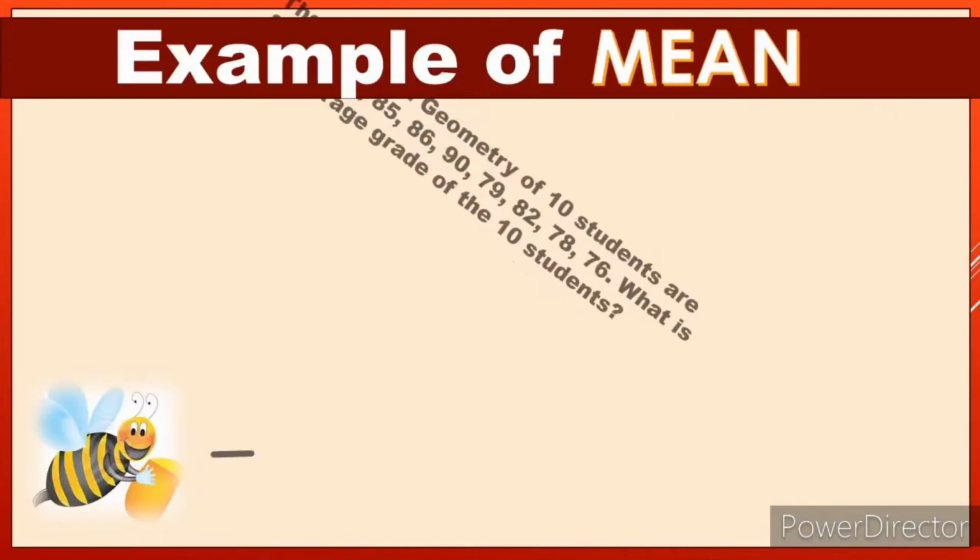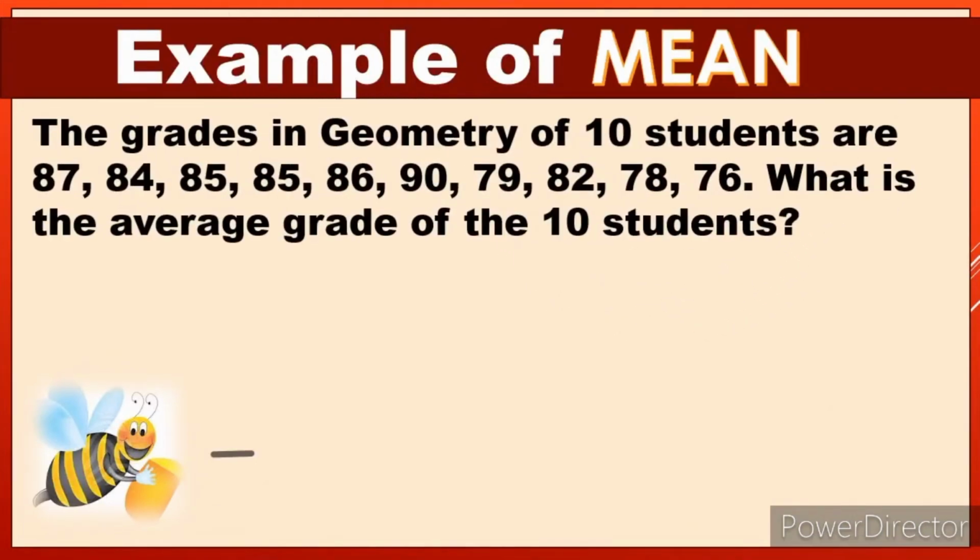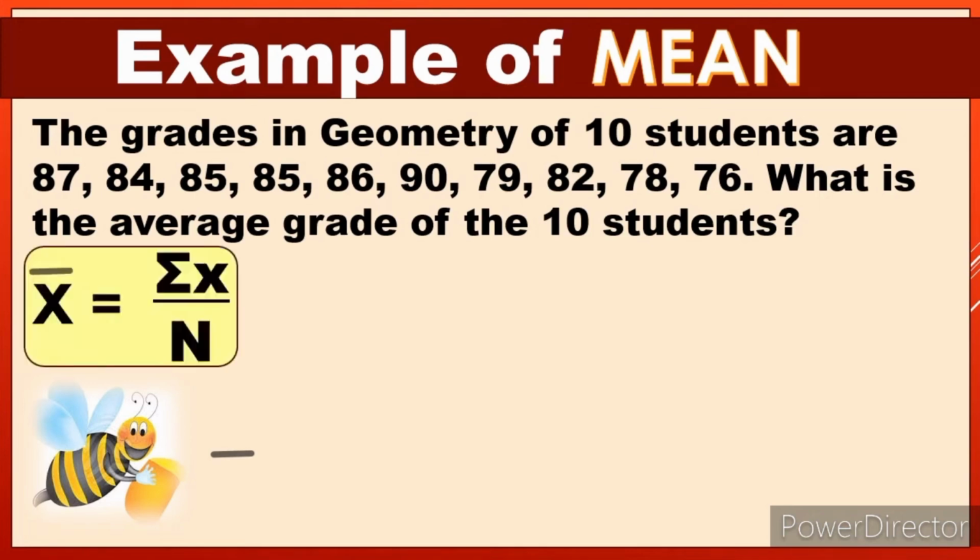Now we have an example on how to find the mean. The grades in geometry of 10 students are 87, 84, 85, 85, 86, 90, 79, 82, 78, 76. What is the average grade of the 10 students? Now we're going to use this formula: x bar equals the summation of x over n.